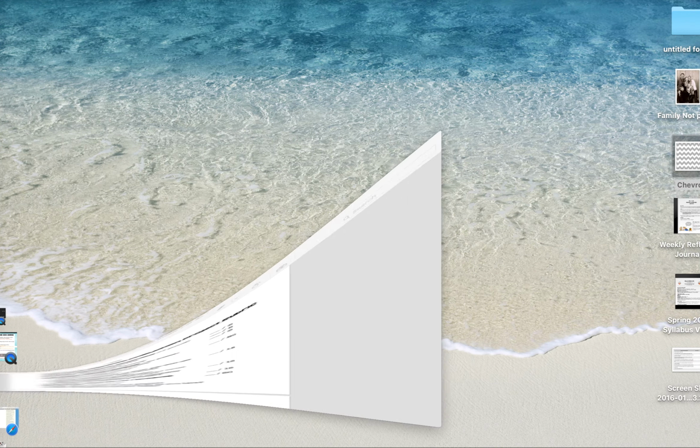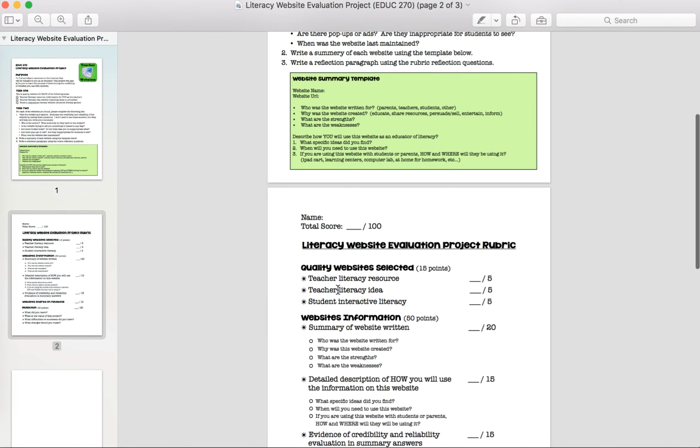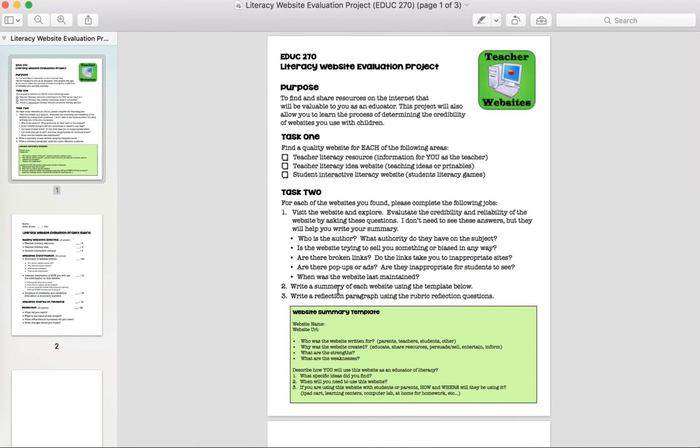Let's see if I can pull it back up here. There we go. There it is. If you have questions before you begin, please message me. I would really recommend that when you find a website that you like for each of the 3 categories, that you go over to Facebook and you put the links in to that website.